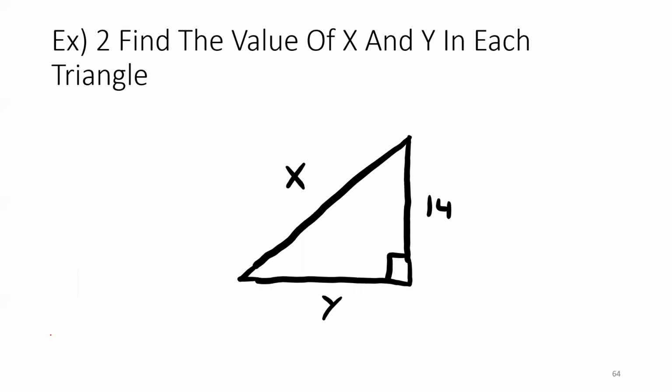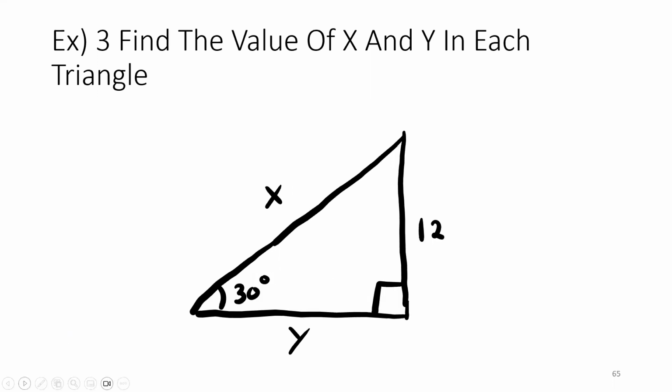Okay, let's move on to example 3. So example 3 says find the value of x and y in each triangle. So here we have an angle that's 30, a right triangle, and then we have a 12, and we have to find x, which is the hypotenuse, and we have to find y. So this is technically a 30, 60, 90, right? This is definitely a 30, 60, 90 triangle.